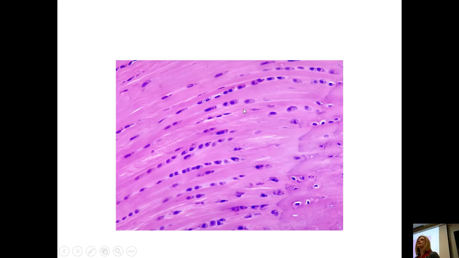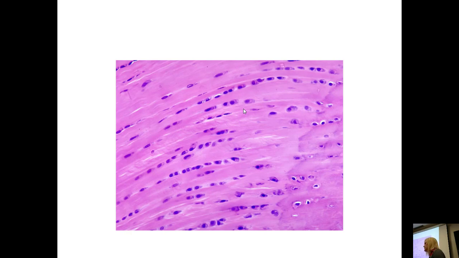So this is another type of cartilage. It's called fibrocartilage, and it's a tough, thick collagen cartilage, because we don't see collagen fibers in cartilage other than fibrocartilage. So collagen fibers are present in this cartilage.